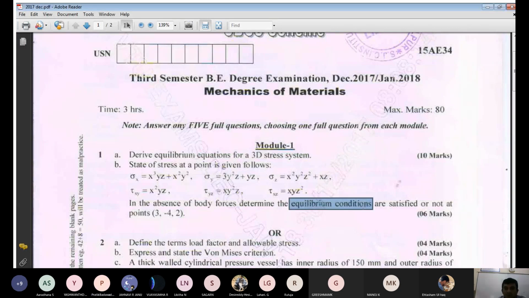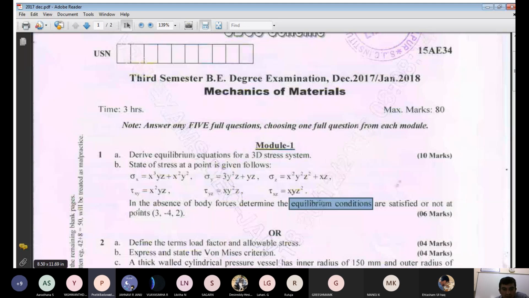Now we know the equilibrium equation. What is the equilibrium equation? Dou by dou x of sigma x plus dou by dou y of tau xy plus dou by dou z of tau xz plus fx is equal to 0. Here, absence of body force means take the fx value as 0. First, partially differentiate sigma x with respect to x. Now we'll determine the value you got.